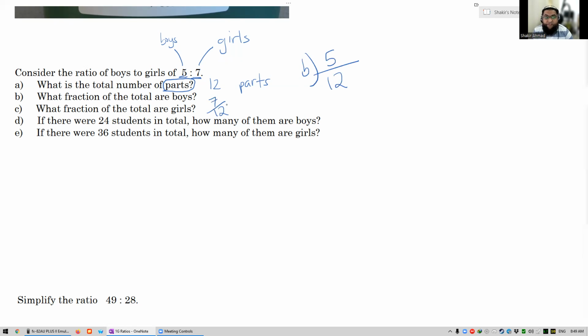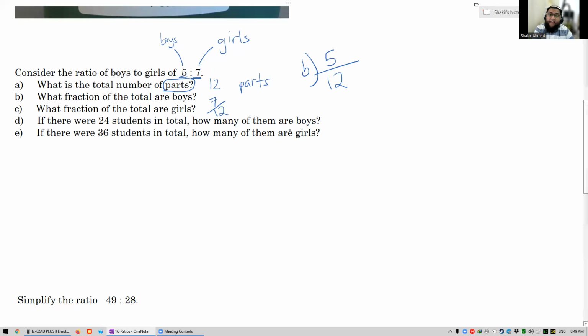Now, if it said, write a fraction of boys to girls, then you might write 5/7. But it doesn't say that. It says what fraction of the total are girls, of the total.